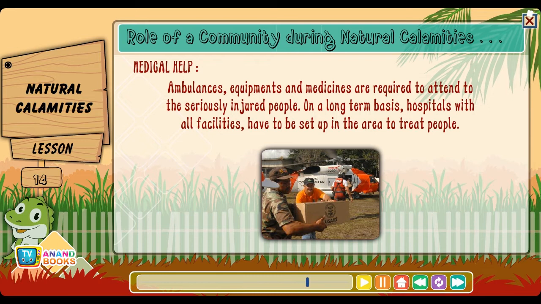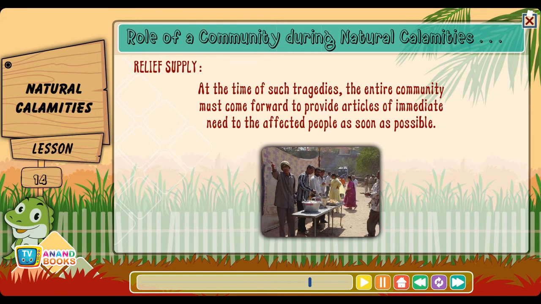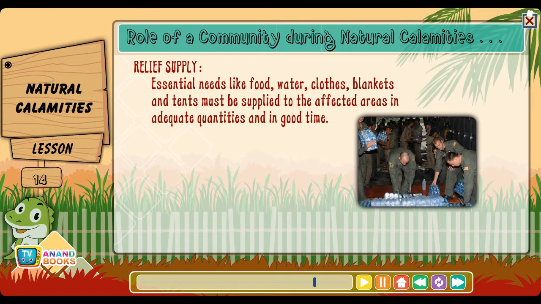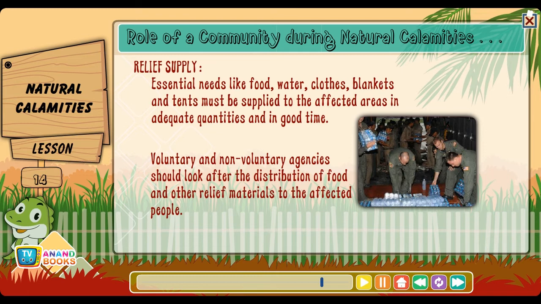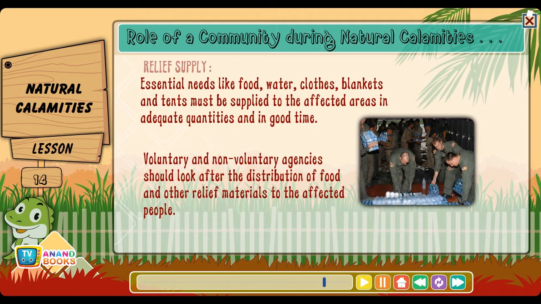Relief supply. At the time of such tragedies, the entire community must come forward to provide articles of immediate need to the affected people as soon as possible. Essential needs like food, water, clothes, blankets, and tents must be supplied to the affected areas in adequate quantities and in good time. Voluntary and non-voluntary agencies should look after the distribution of food and other relief materials to the affected people.